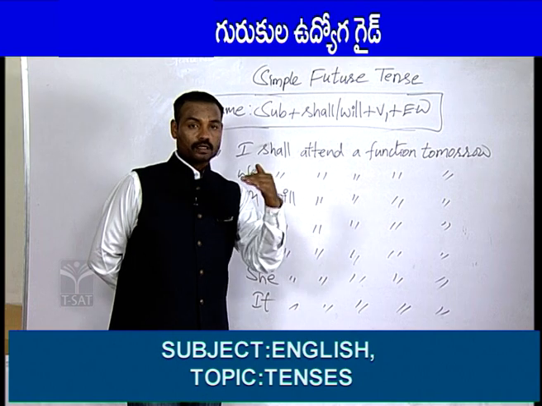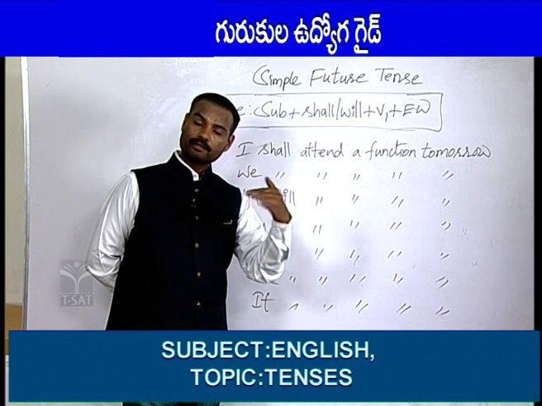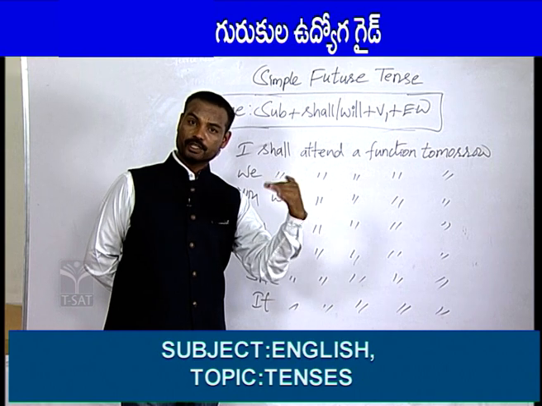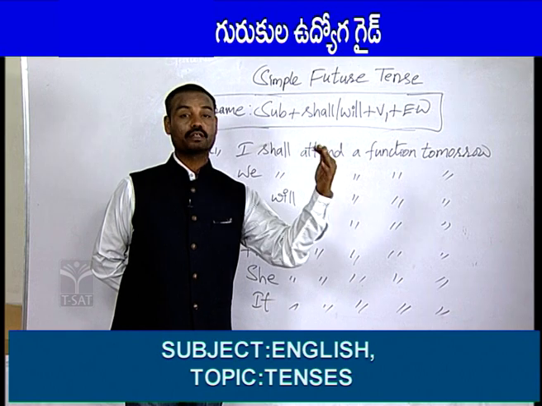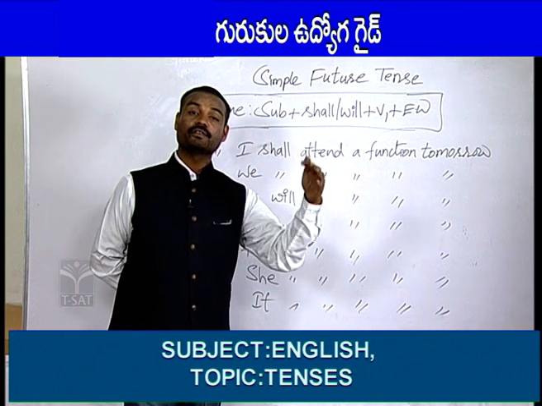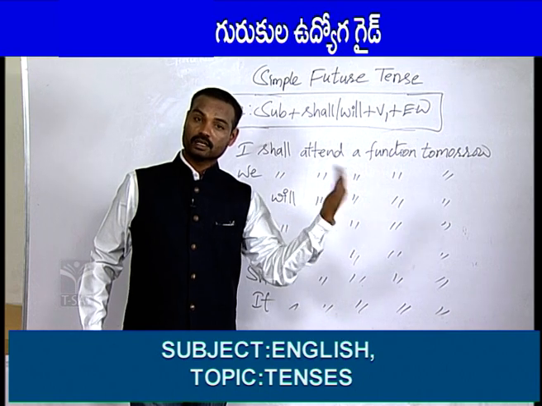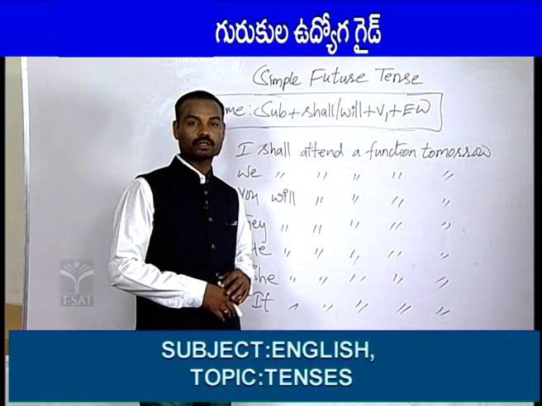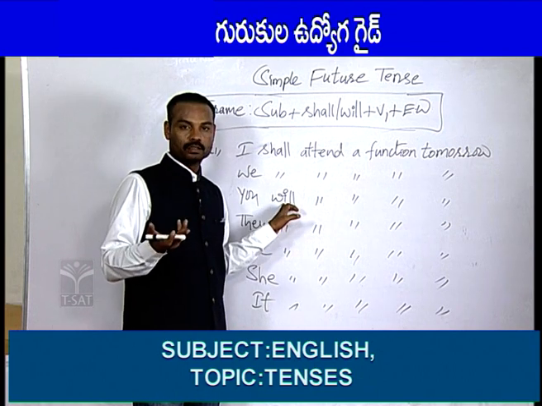I will meet my friend tomorrow, or I will meet my friend next week, or next Sunday, or next month, or next year, or I will meet my friends after 10 years. So either tomorrow or next week, next month or next year. These are the keywords of simple future. After any subject, you can simply use will.